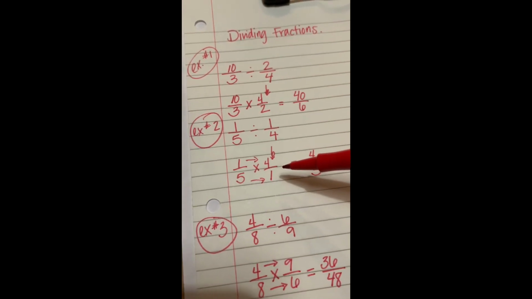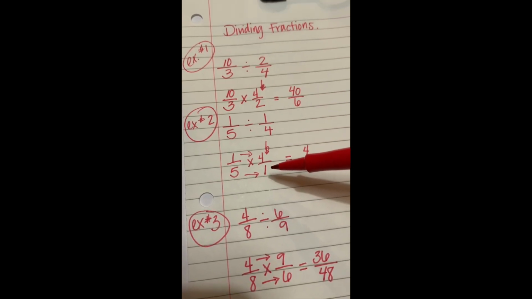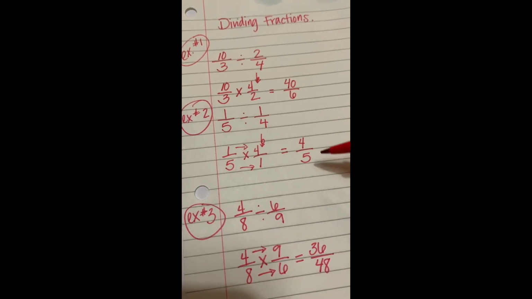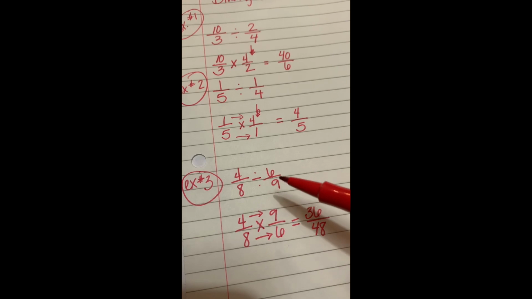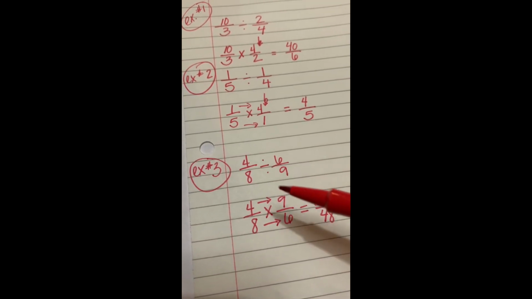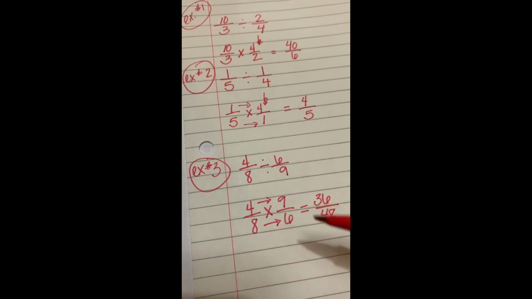Okay, the reciprocal of 1/4 was 4 over 1. Then we multiply across. The reciprocal of 6/9 is 9 over 6. So we rewrote it as 4/8 times 9 over 6.